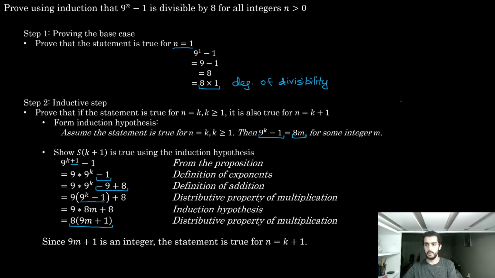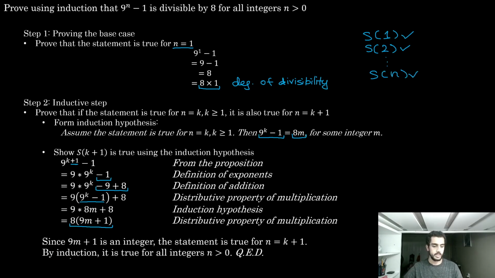So let's recap. In the base case, we proved that the statement is true when n equals 1. Then, since it's true when n equals 1, we know that it's true for the next value, n equals 2. And so on and so forth until we know that for any value of n, the statement is true. So using induction, we have proved that the statement is true for all positive integers.